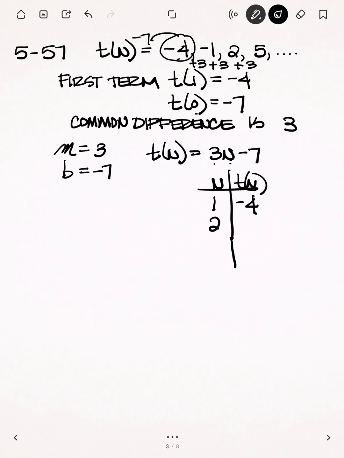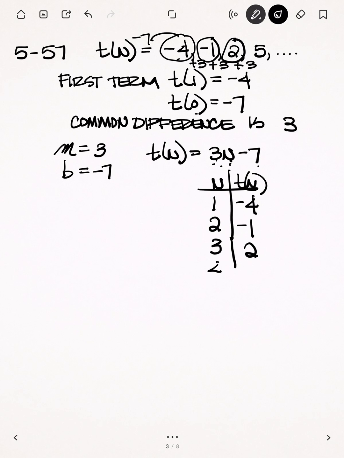My second term, let's use our equation to find it and see if it checks with what our original problem was. If I plug in 2 for n and multiply by 3, I get 6. And 6 minus 7 is -1. And there's my second term. If I plug in 3, I'm trying to find my third term from my equation. I can plug in 3 right here and say 3 times 3 is 9, and 9 minus 7 is 2. And I get my third term.